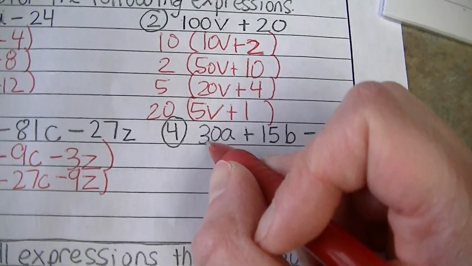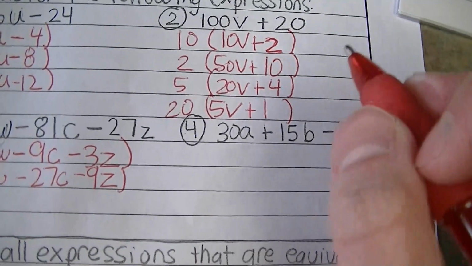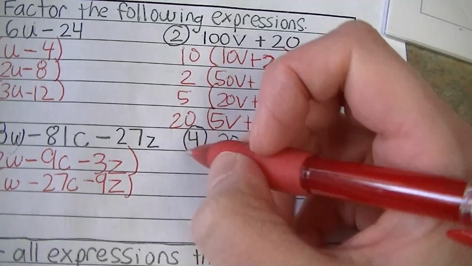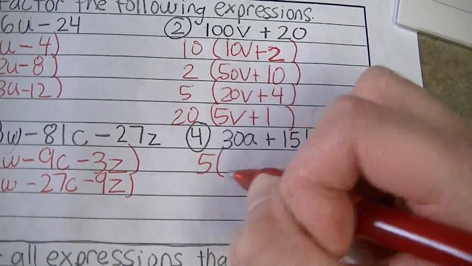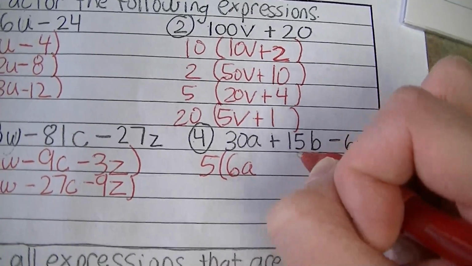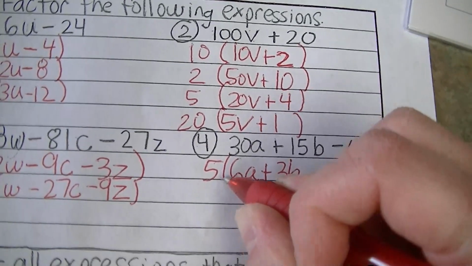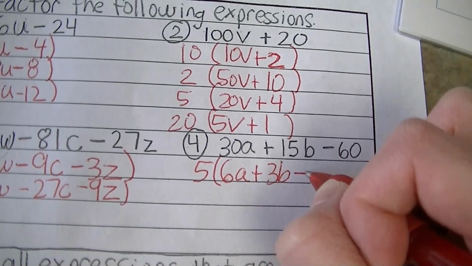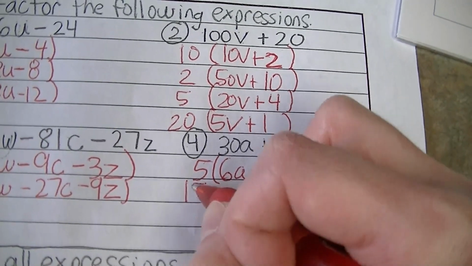Okay, 30A plus 15B minus 60. Okay, go ahead and pause the video. Try to do that whole thing by yourself. Here's some possible answers you could have gotten. Factor out a 5. 5 times what number is 30A? That's 6A. 5 times what number is a positive 15B? It's a positive 3B. 5 times what number is a negative 60? And that's negative 12.